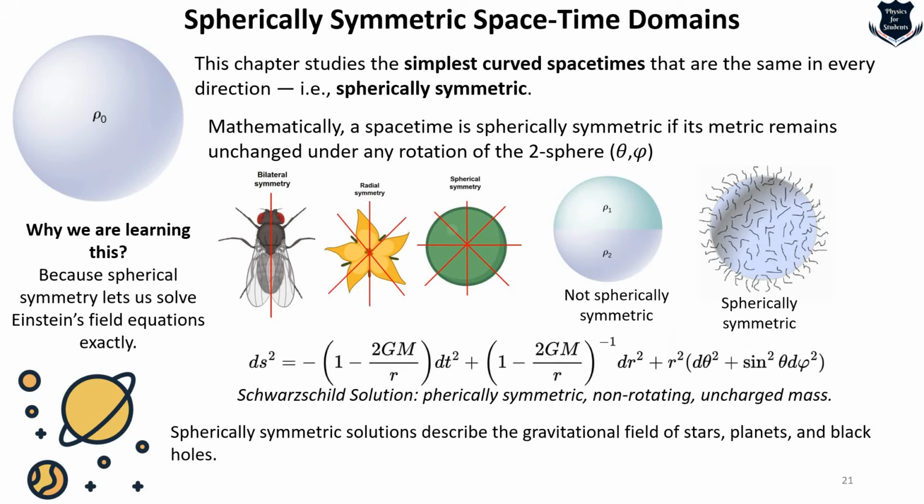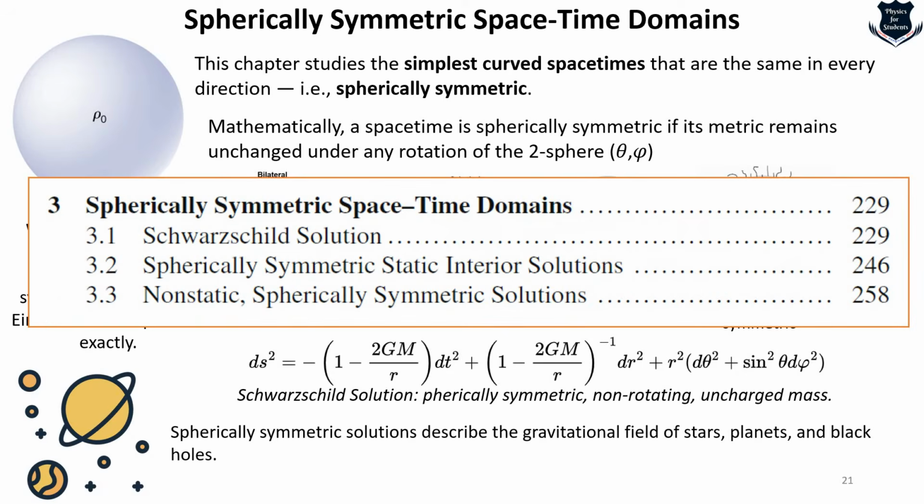Right on the screen, what you see is basically the Schwarzschild solution, and this is also spherically symmetric, non-rotating, uncharged. If it was not spherically symmetric, if it was rotating, if it carried a charge, things would have been ideally very difficult. So that is why we are studying what are called spherically symmetric space-time domains and the Schwarzschild solution, etc. This part of the book actually explains that. So that is why we need spherically symmetric understanding to solve Einstein field equations easily.